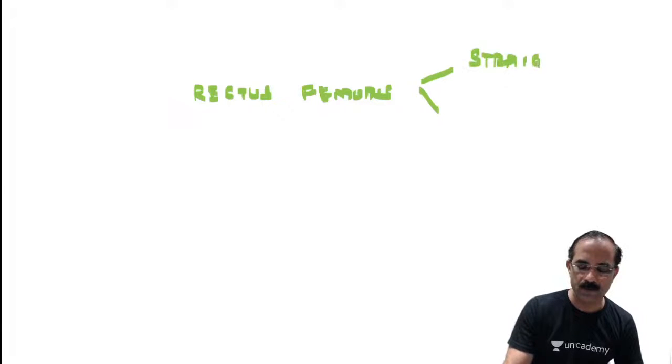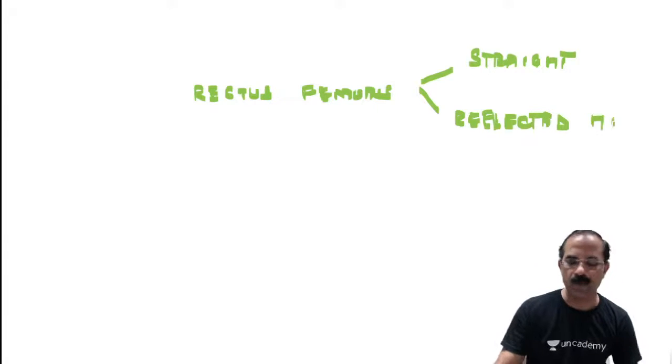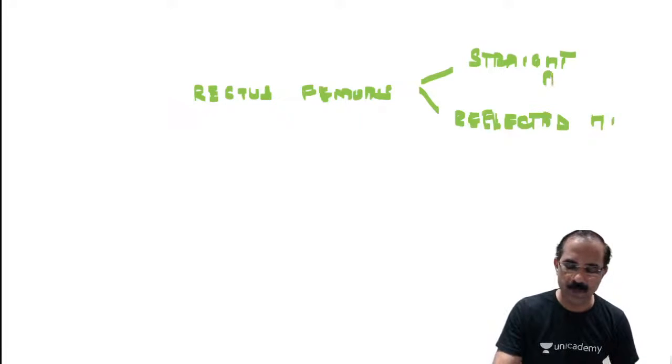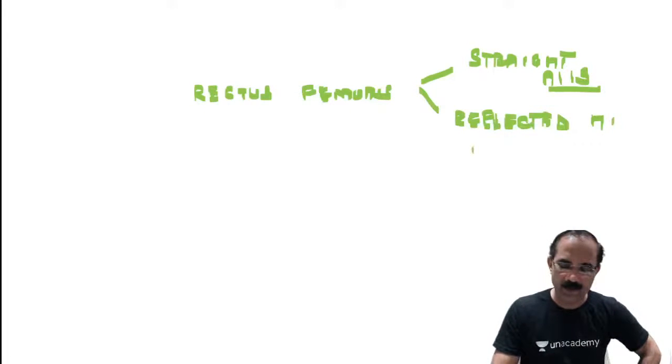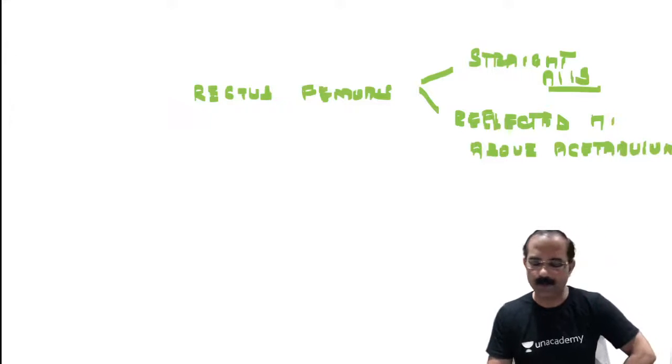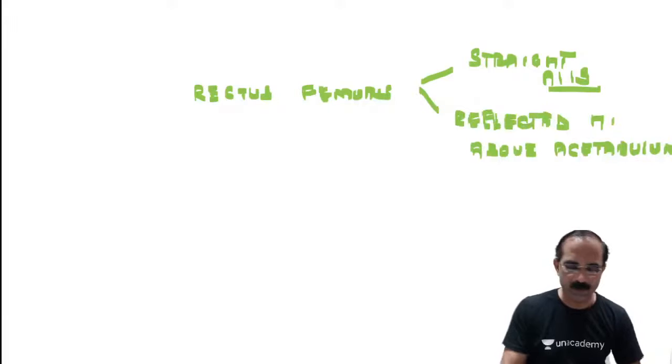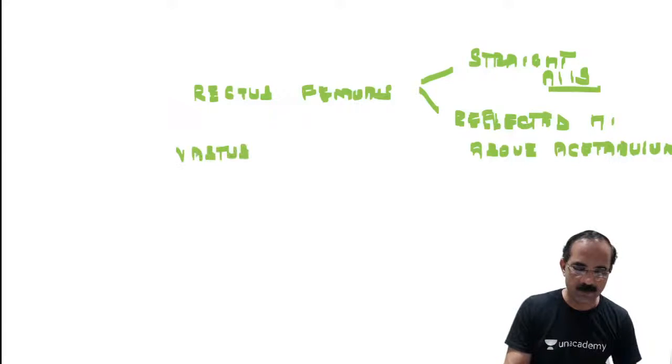This is another important muscle, rectus femoris. There are two heads for this. One is the straight head and the other one is the reflected head. Now, where does the straight head begin from? It begins from the anterior inferior iliac spine, and the reflected head begins above the acetabulum. Okay, now that's the rectus femoris. The second muscle is vastus medialis.